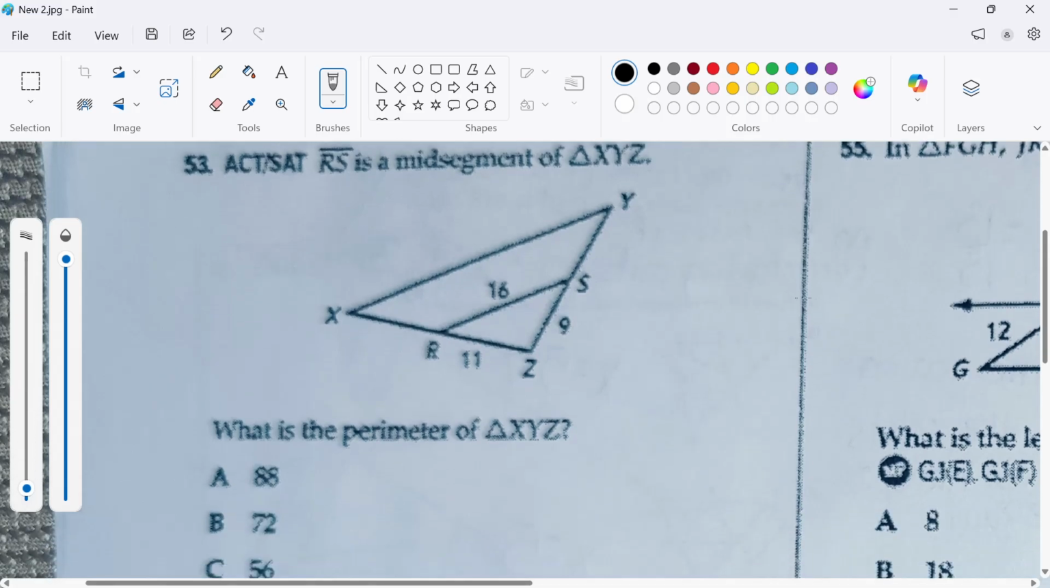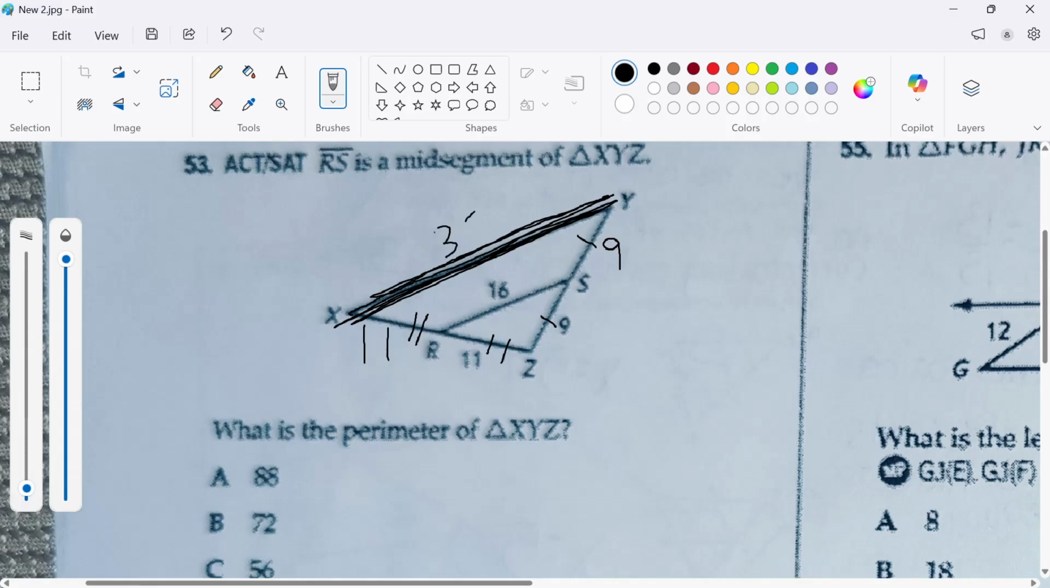Okay, that means this is 9 and this is 11. Has to be because RS is a mid-segment. That means S and R are midpoints, and they separate those into even pieces. So that's 11. And then remember, when you've got a mid-segment, it's parallel to one of the sides of the triangle, and it's half that length.